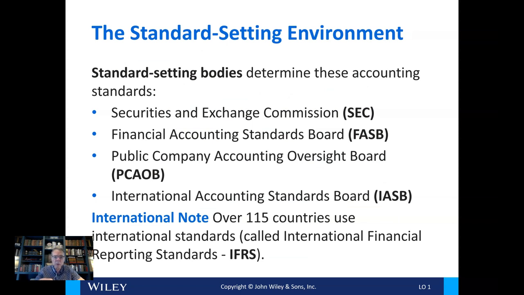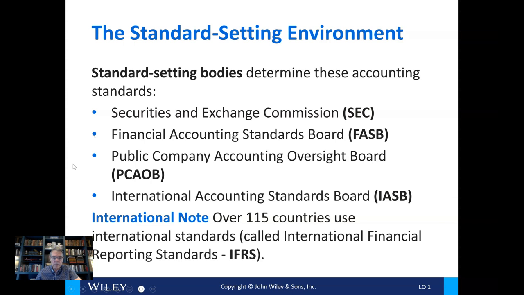Now, the Public Company Accounting Oversight Board was created after 2001 when there was a significant number of financial frauds. And so the Public Company Accounting Oversight Board really monitors public accounting firms that do audits. So this is for the US, but for the world, you have the International Accounting Standards Board. Now, there are a lot of things that are similar, but there are some differences.